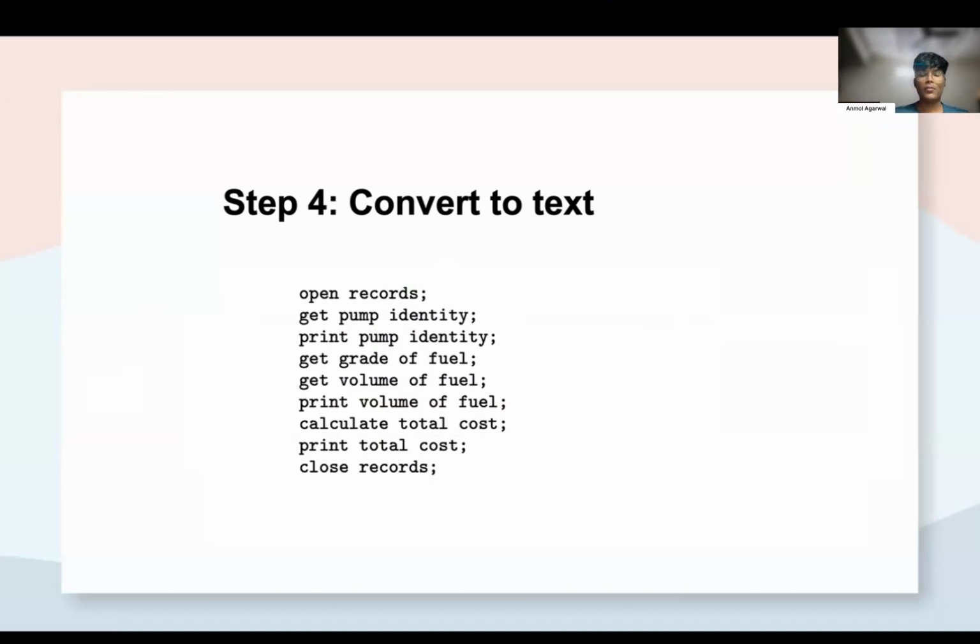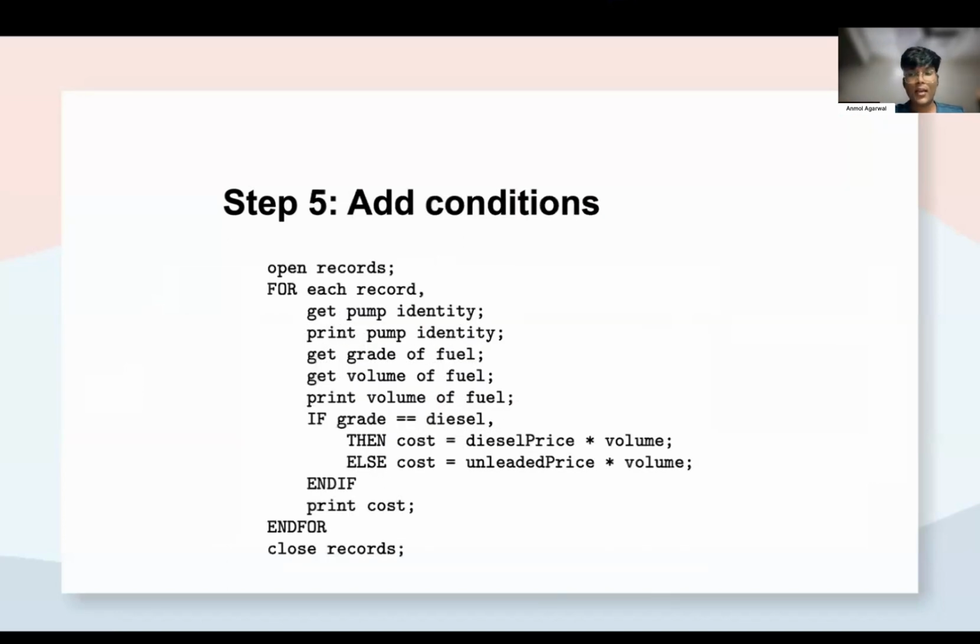This is the outline of the program. And now comes the last step. The last step is to add conditions. We add more specific conditions. If this is there, how do we calculate the total cost? How is the total cost multiplied by the price? So open the records, for each record, get pump identity, print pump identity, get the grade of fuel, get volume of fuel, print volume of fuel. If grade is equal to diesel, then the cost will be diesel price into volume. If grade is equal to petrol, then the cost will be petrol price into volume. And end by printing the cost and a bill of it, and then close the records.